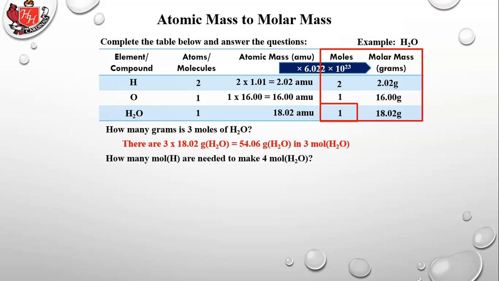How many moles of hydrogen are needed to make 4 moles of H2O? Well, to make 1 mole of H2O, in the little red box, you need 2 moles of hydrogen up there at the top in the moles column.